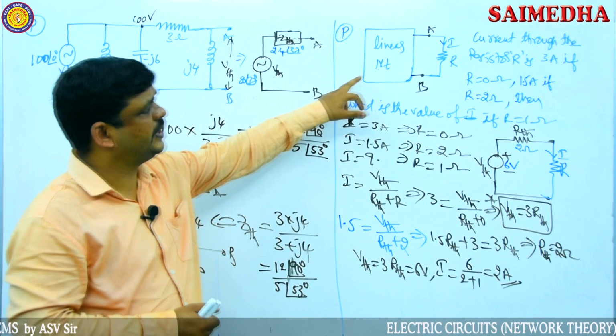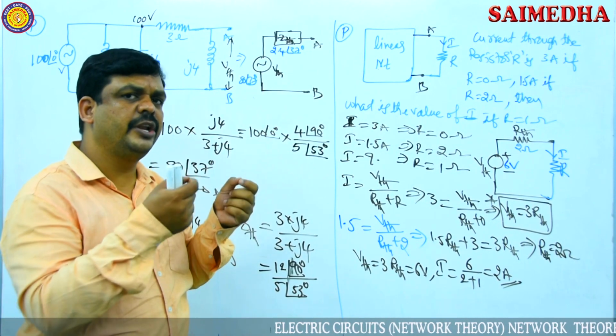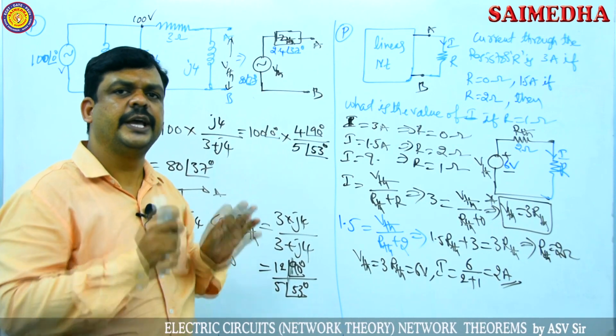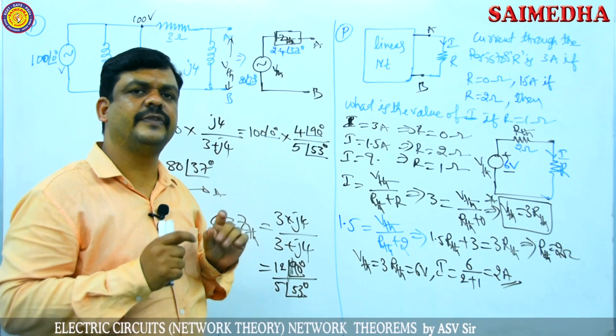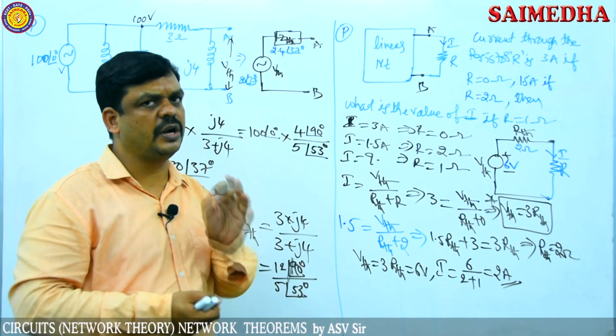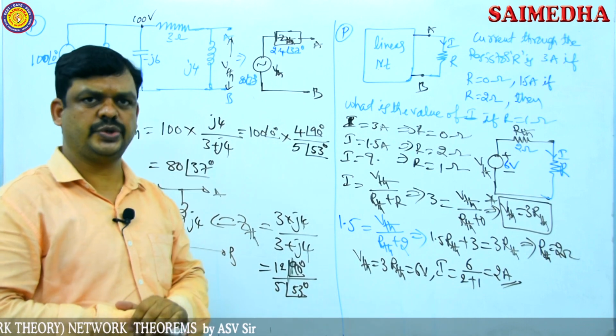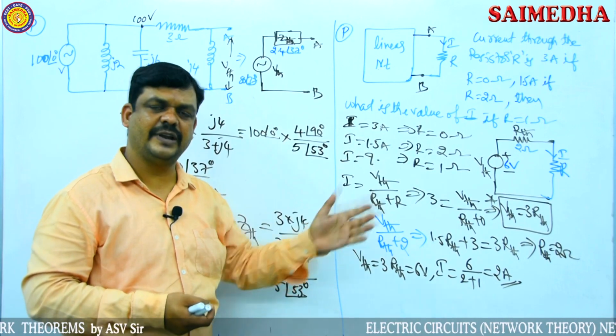So for this type of network, any linear network connected between the load terminals, between the A and B terminals, immediately replace that network with Thevenin's equivalent circuit or Norton's equivalent circuit, depending on the question. So here we can use Norton's equivalent circuit also.